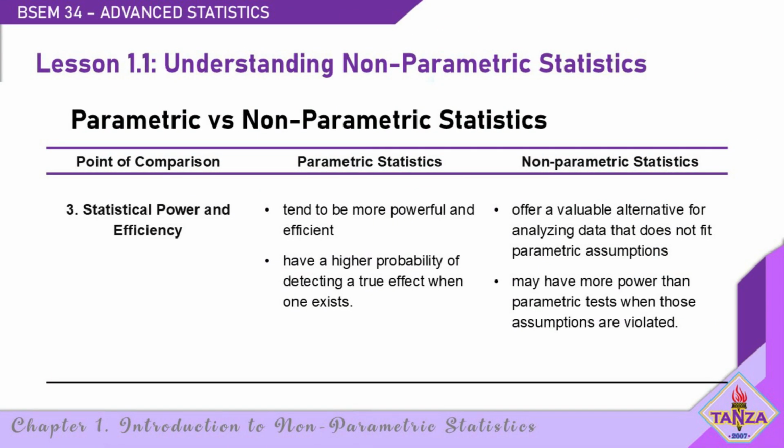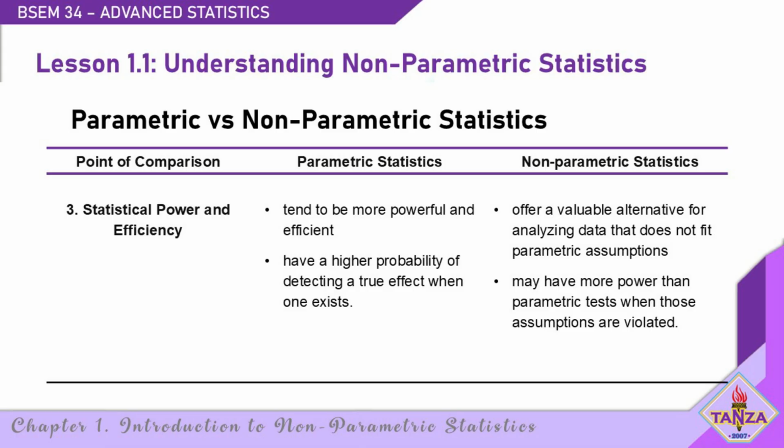Let's move on to the third point of comparison between parametric and non-parametric statistics. This one is about statistical power and efficiency. What does statistical power mean? It simply refers to the test's ability to detect a real effect or difference when one actually exists. Think of it like this: if you're trying to find out if a new medicine works, a test with high power is more likely to say, yes, it works, if it really does.